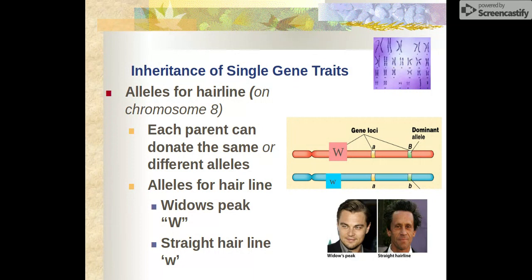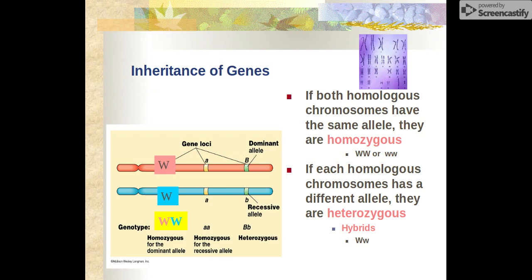Okay, but this widow's peak gene is located in the same location on both of these chromosomes, but we've got some difference between them, so they are alleles. Okay, so if we've got the same allele on both chromosomes, this individual is referred to as homozygous. Okay, the prefix homo means same.